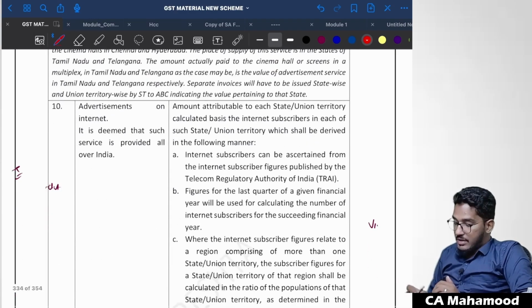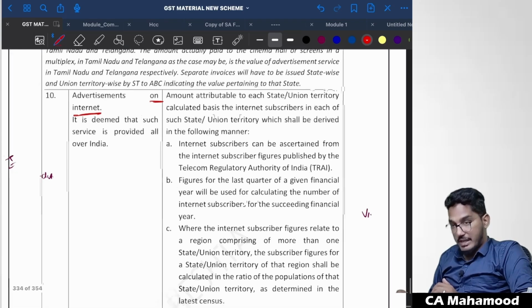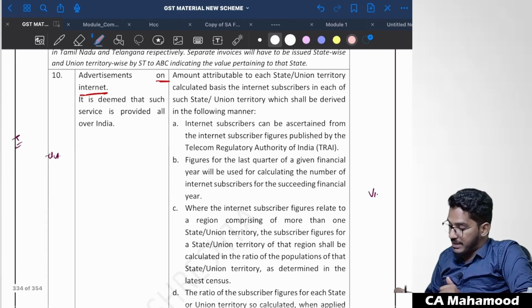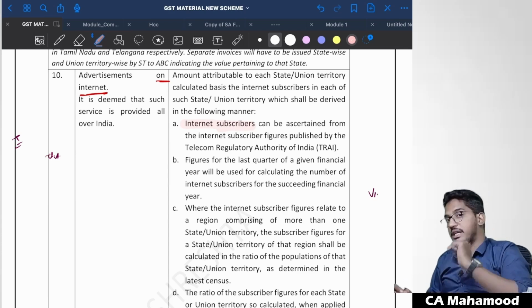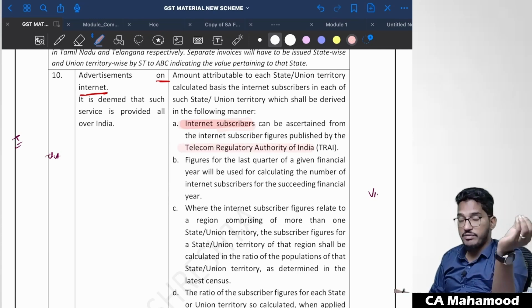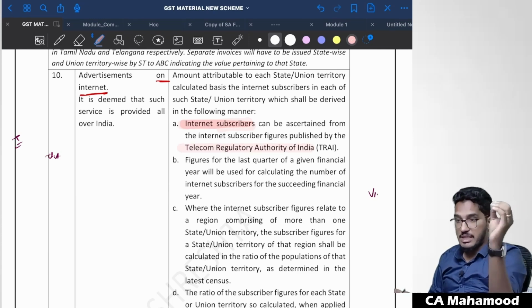Next one. Sir, what if advertisement is happening on internet? If the advertisement is happening on internet, in that case, we have to divide the value on the basis of internet subscribers. For television, viewership. For internet, we have to divide it on the basis of internet subscribers. Sir, where can I get that internet subscribers data? From TRAI, Telecom Regulatory Authority of India. From TRAI, you can get the internet subscribers data.